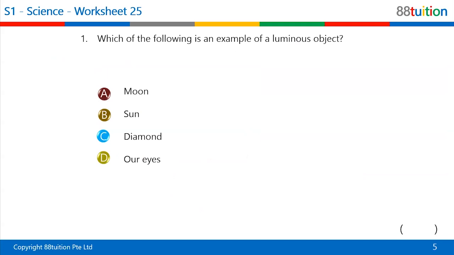Let's look at our question 1. Which of the following is an example of a luminous object? Similar question you had last time. So what is your answer this time round?